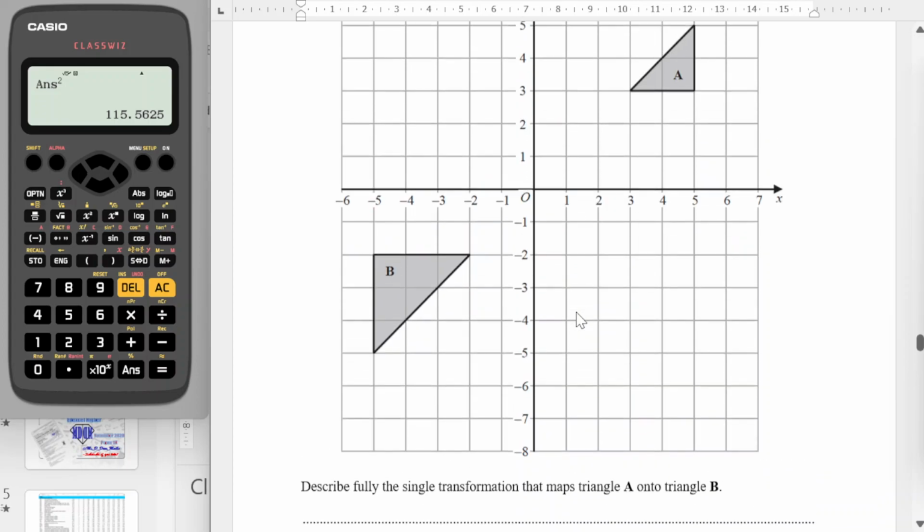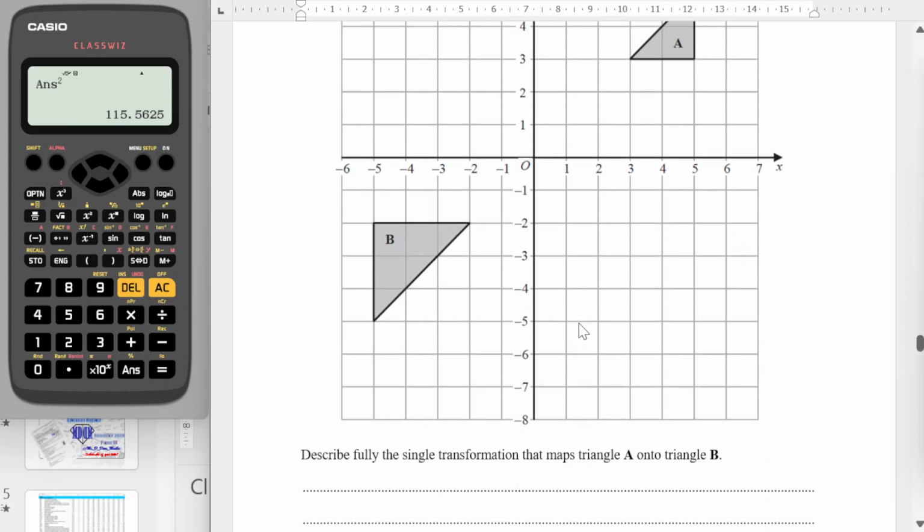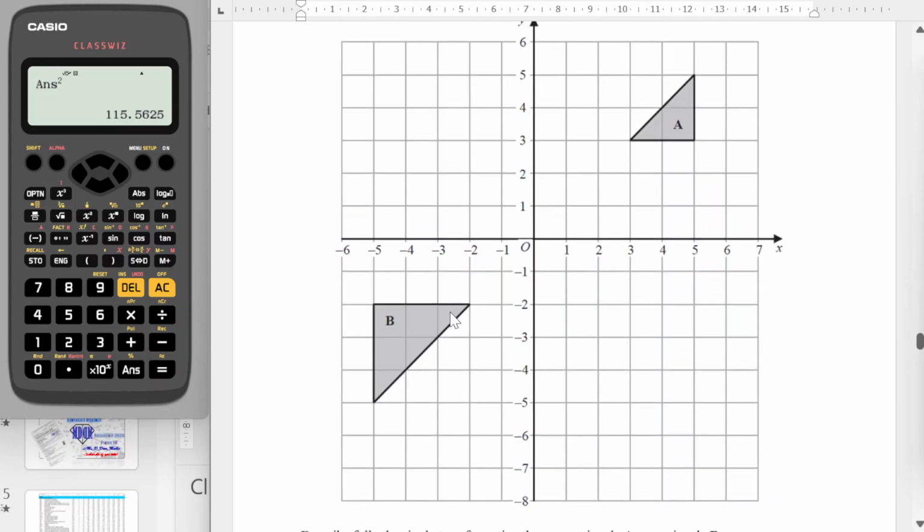Okay, question 15. Describe fully the single transformation that maps A onto B. So interesting, we've got an enlargement. We've got a negative enlargement. We can see we've got the same shape, but this one is bigger. It's also in a different orientation, kind of a 180-degree spin, which implies we've got a negative enlargement.